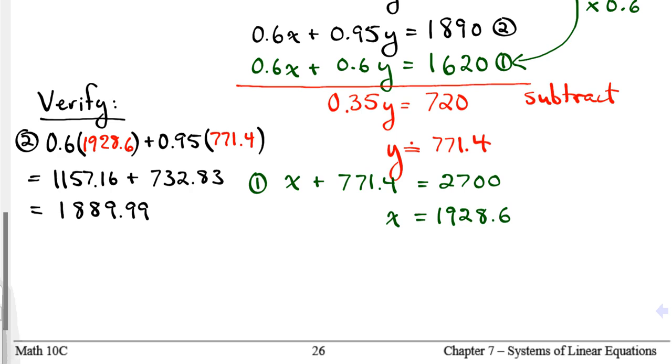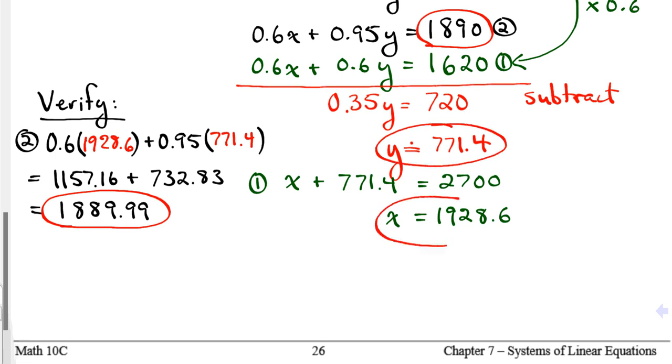You'll notice when I verify that the value that I'm getting here, 1889.99, is close but not exactly the same as the 1890. And that's because these two values that I had for y and for x were approximate values because there were lots of decimal places and I chose to round off.